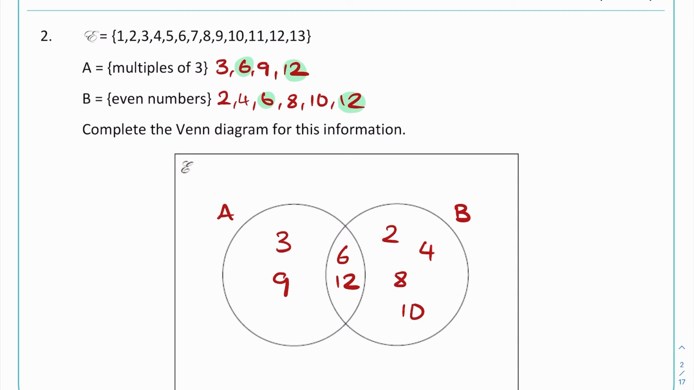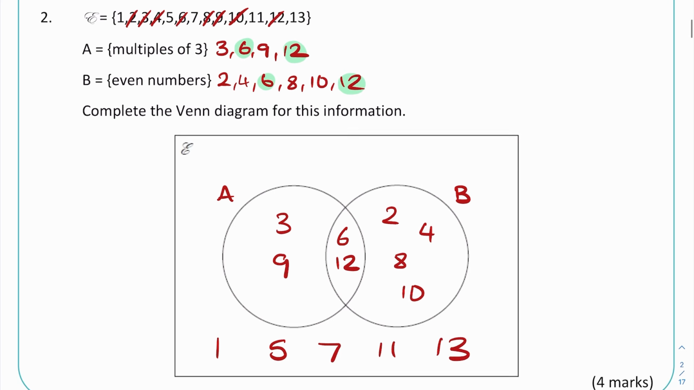Now if we go to our main list and start crossing those off, we used 2 and 3, 4, 6, we used 8, 9, 10, and we used 12. That was one of our even multiples of 3. Now the remaining numbers in that list just need to go on the outside. So we've got 1, 5, 7, 11 and 13.